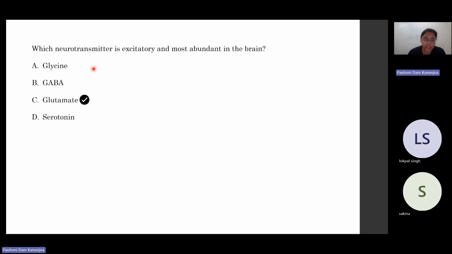It's glutamate again, and that's why I asked, so that I could bring this in. Glutamate is present in the brain as well. Glycine and serotonin are two names we are seeing for the first time. Glycine is an inhibitory neurotransmitter in the brain, and serotonin is again a modulatory neurotransmitter.